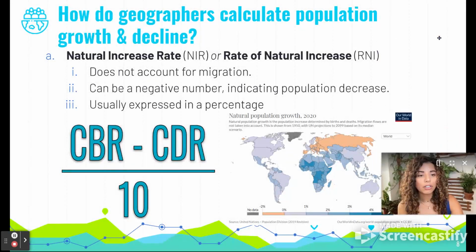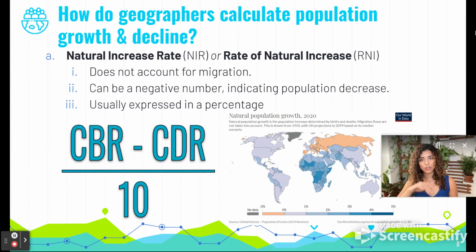So how do geographers calculate population growth and decline? This is seen in two ways: either as natural increase rate, NIR, or rate of natural increase. It could come out either way on the exam. Human geo textbooks use these interchangeably. It's the same thing. One thing to keep in mind, this does not account for migration. This is just births and deaths within a place. So population growth or decline that has to do with migration is not factored into this at all.